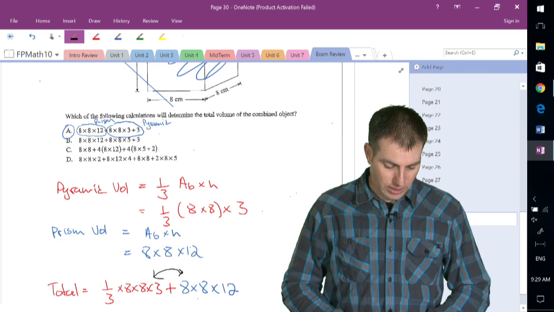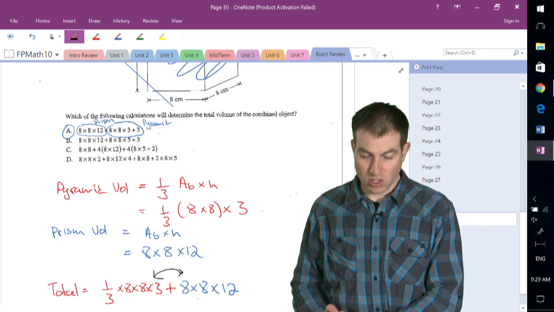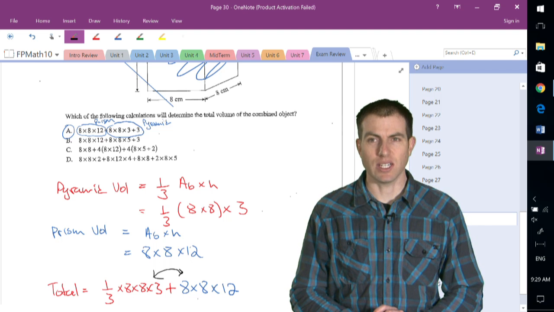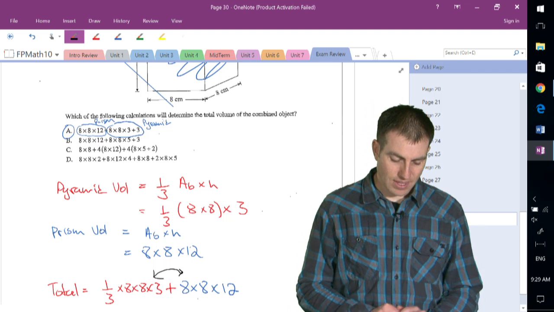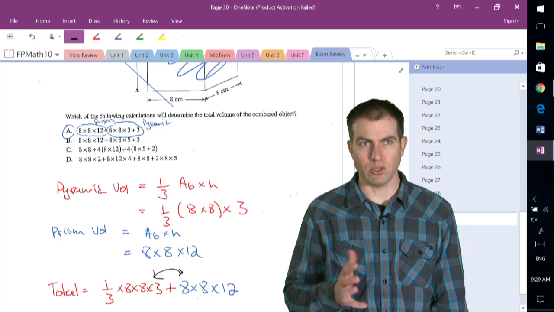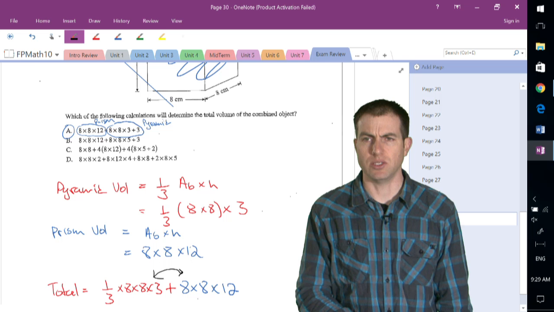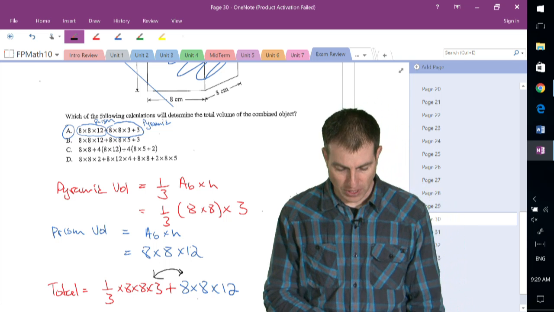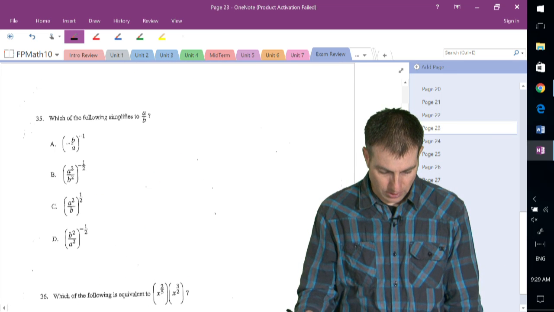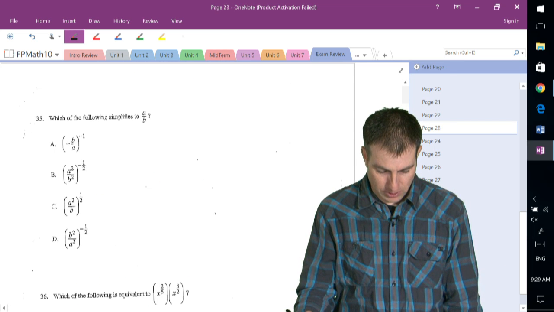Sometimes with these provincial exam type questions, you know how to do the stuff, you just don't know what the question's trying to get at. So sometimes it's a bit difficult to determine what the question's trying to get you to do. Question 35, page 22. Which of the following simplifies to a over b?